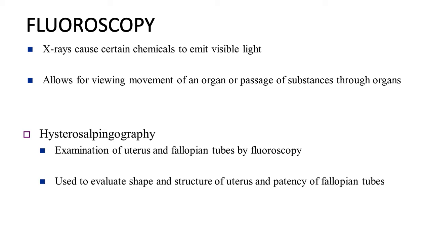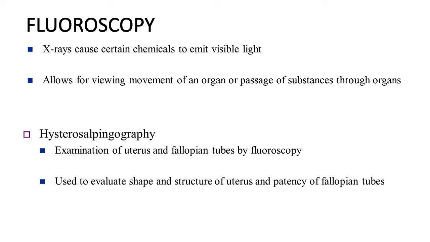Then another study is fluoroscopy. So what happens with fluoroscopy? In fluoroscopy, the ionizing radiation is huge. It's huge. So fluoroscopy allows you to view movement of an organ or passage of a substance through organs. Okay, so it's very useful when you do any diagnosis. Okay, but it uses a lot of radiation.